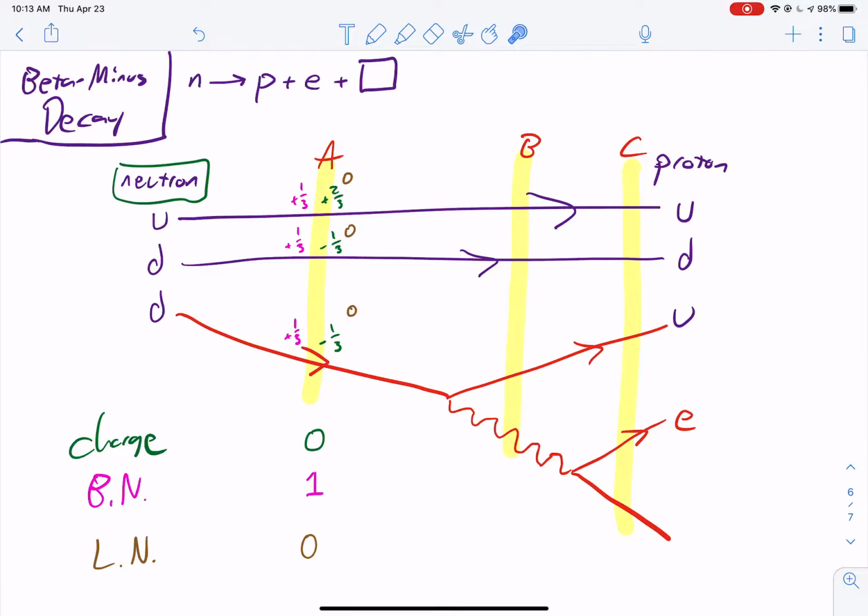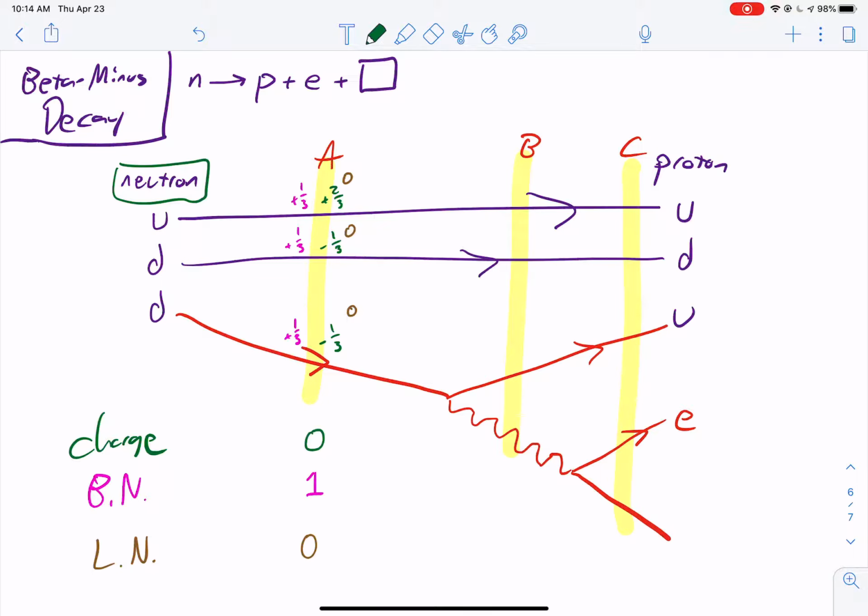Any time in this interaction, in this scenario, you must have a charge of 0, baryon number of 1, and a lepton number of 0. It's got to happen. So knowing that, let's look at time B. Let's look at charge first. Charge will get you a long way usually. If you work out the charge stuff, you're going to do most things.